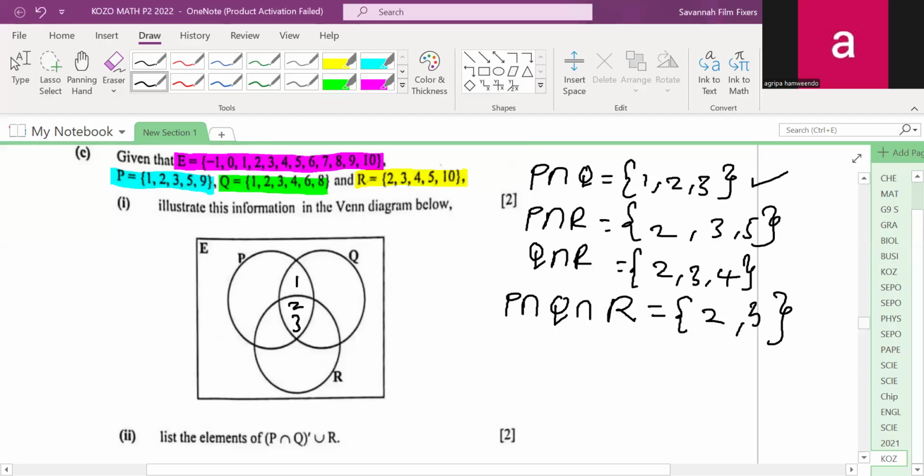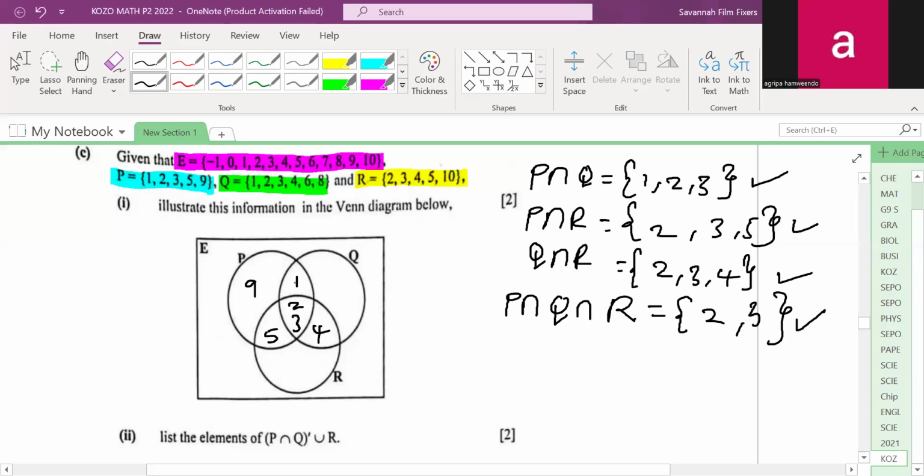Then this side, P intersection R, we've got 2, 3, 5. We've accounted for this. Then this side, we have 2, 3, 4. We've also accounted for this, and we've accounted for that. So we just complete the sets, right? So set P here is 1, 2, 3, 5, and 9. So set P is done.